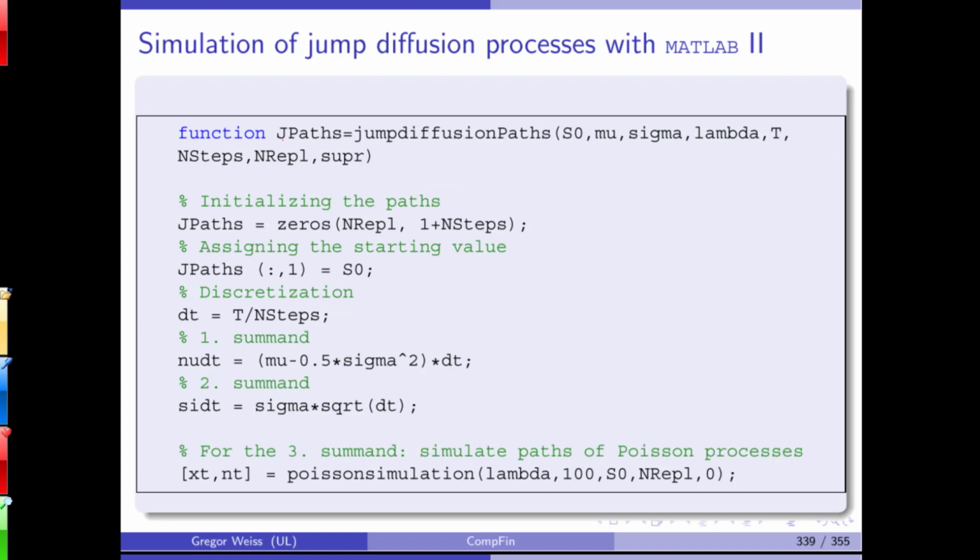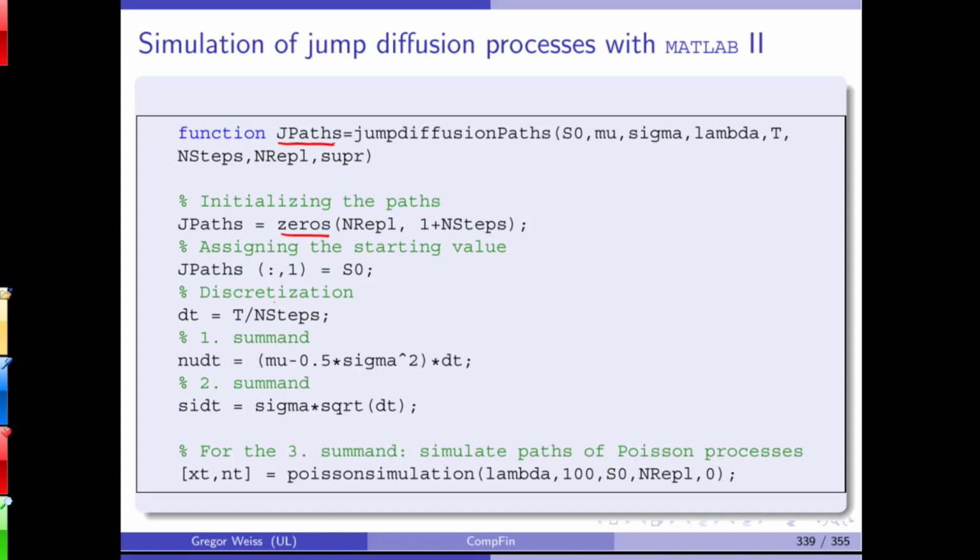So the function is called jpaths. That's the output. The function is called jump diffusion paths. We'll insert all those input parameters. We'll initialize the paths with zeros. For the path, the starting point is always S0.